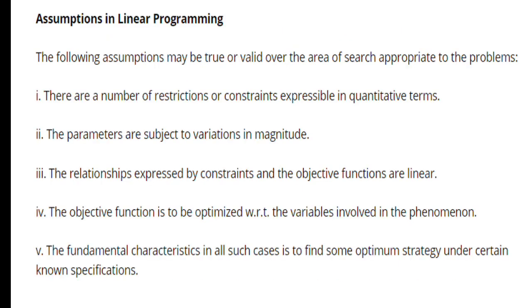Advantages or assumptions we need to make. There are a number of restrictions or constraints expressible in quantitative terms, that is, numerical terms. Parameters are subject to variation in magnitude. Third, the relationships expressed by constraints and the objective function are linear, because the power is 1. The objective function is to be optimized with respect to the variables involved in the phenomenon. The fundamental characteristic in all such cases is to find some optimum strategies under certain known specifications.